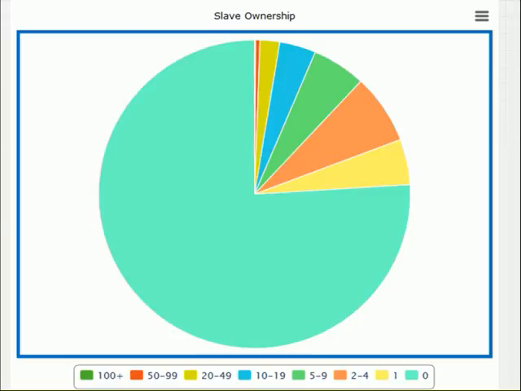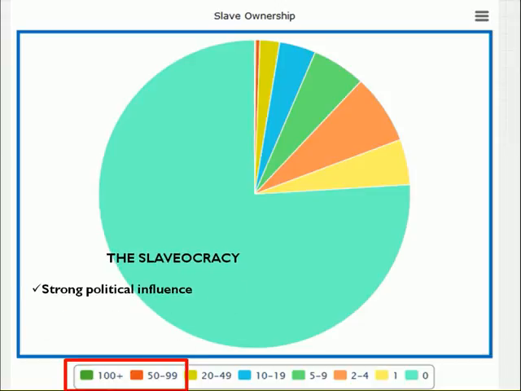Now, slave ownership: the vast majority, three-quarters, owned zero slaves, and then owning one, two to four, and increasing. And then here, the groups that own the most slaves, there's this red sliver, 50 to 100 slaves, and you can't even see it. It's such a small percentage that they owned 100 plus slaves, but they have power. We're going to call this group that owns most of the slaves the slaveocracy.